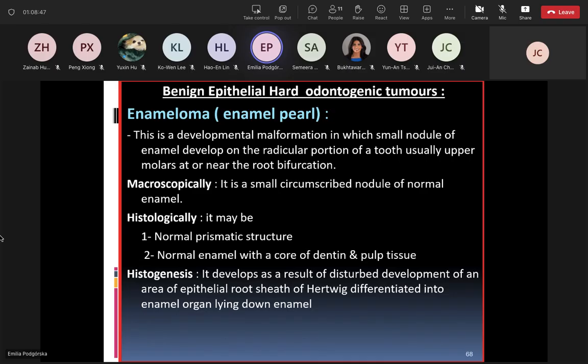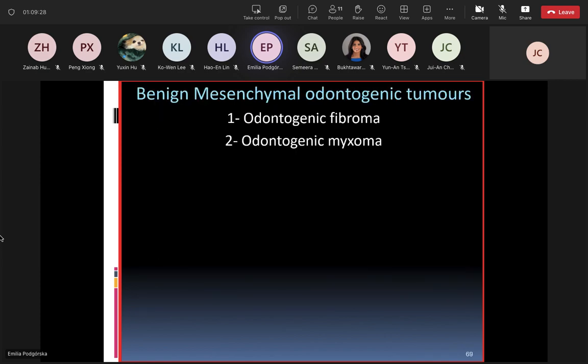Enameloma, or enamel pearl. This is a developmental malformation in which a small nodule of enamel develops on the cervical portion of a tooth, usually upper molars, at or near the root bifurcations. Microscopically, it is a small circumscribed nodule of normal enamel. It may have a normal prismatic structure or be normal enamel with a core of dentin and pulpal tissue. Histogenesis: it develops as a result of disturbed development of an area of epithelial root sheath cells that differentiate into enameloblasts, which lay down enamel.